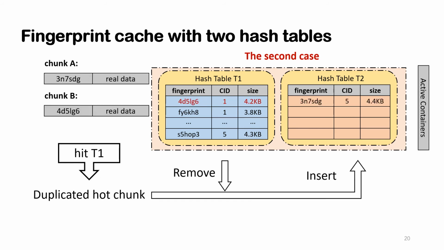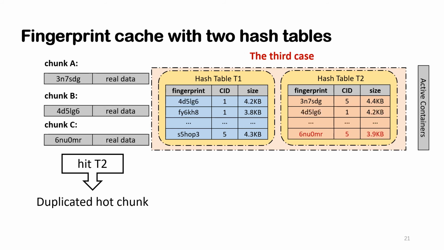In case 2, chunk B hits T1 and hence is identified as a duplicated hot chunk. In this case, we remove the metadata of B from T1 and insert the metadata of B into T2. We don't need to store the data of B since it has been stored before. In case 3, we do nothing since chunk C hits T2, which is identified as a duplicated hot chunk. Meanwhile, the data of chunk C has been stored into the active container.